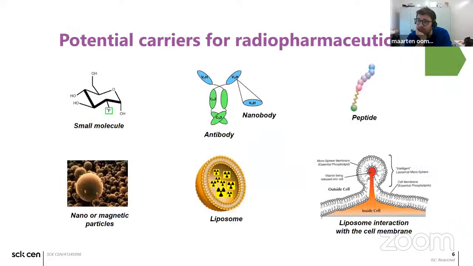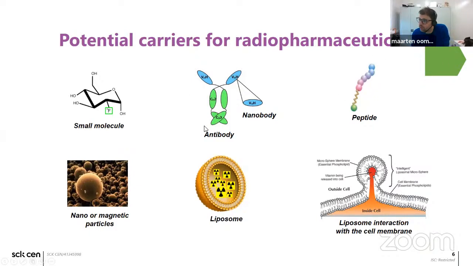Now, if we go to these carriers, of course, they need to bind specifically to the target, but also for these carriers, we can have all kinds of options. For imaging, often small molecules are used. They are quite small and can basically mimic a physiological compound. For example, you have here the fluorine-18 glucose derivative that's often used.